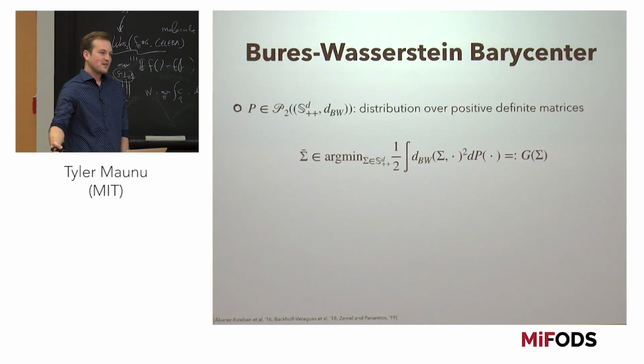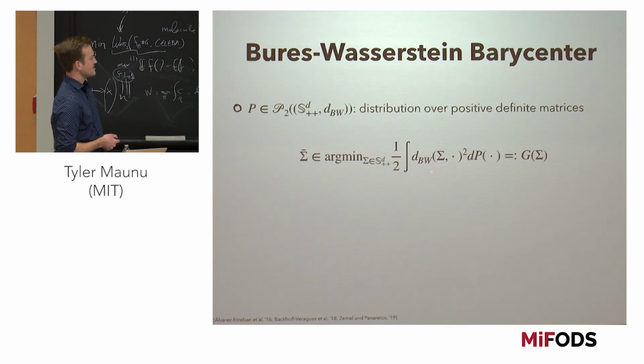So I can then translate my ideas about Wasserstein barycenters. Since this is a geodesically convex subset of Wasserstein space, let's try to find a barycenter of these positive definite covariance matrices. If I translate what I wrote before into this formulation, I want to find a covariance matrix that minimizes this integrated distance squared with respect to whatever is distributed according to P, which is my distribution now over the Bures manifold.